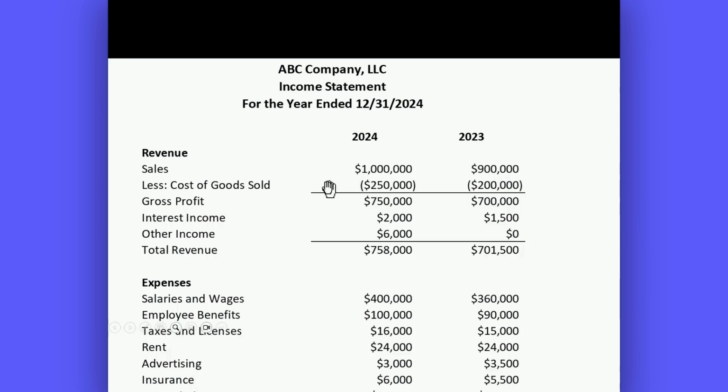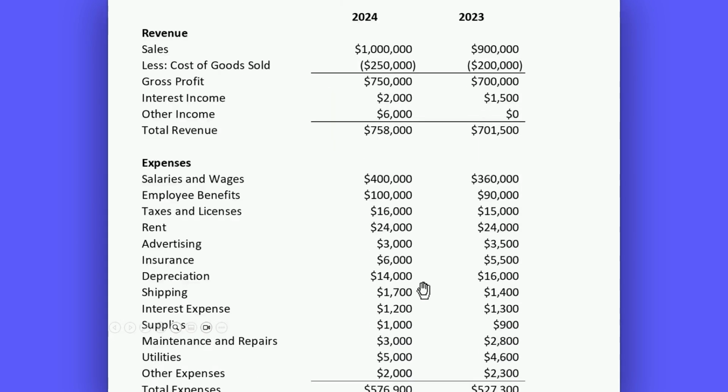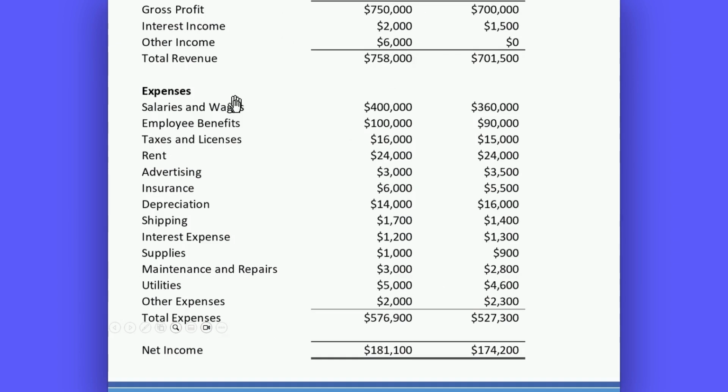You're going to start with your sales revenue. You're going to subtract your cost of goods sold, which we are going to talk about in detail in this video. That will leave you with your gross profit. Then you're going to have your other types of income or revenue accounts that you could have, and that's going to give you your total revenue. Then you're going to come down to your expenses. And again, these are just samples. You could have salaries and wages and benefits and rent and supplies, maintenance and repairs, etc. You add up all of your expenses, subtract them from your revenue. That leaves you with a net income.